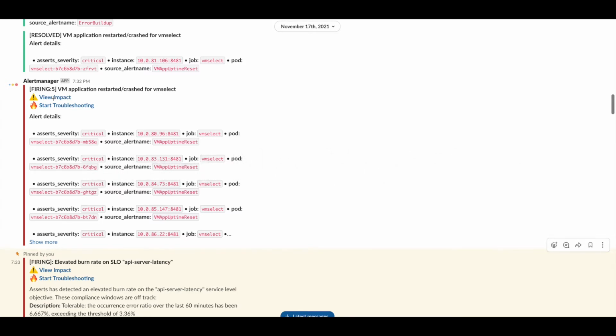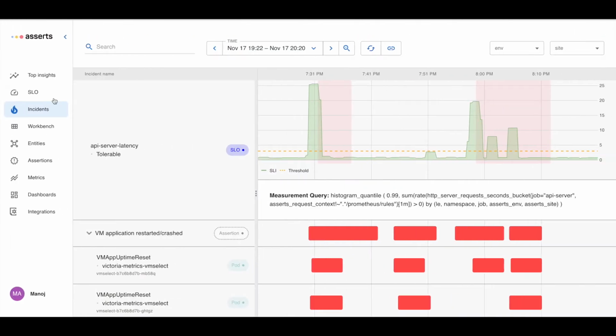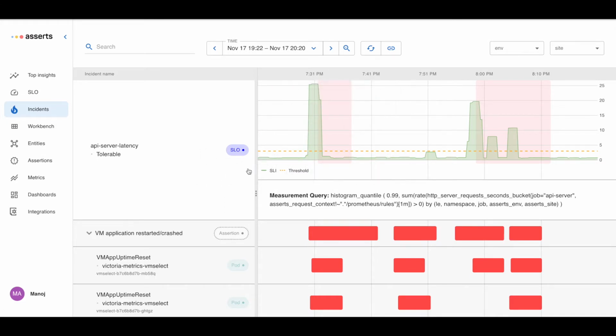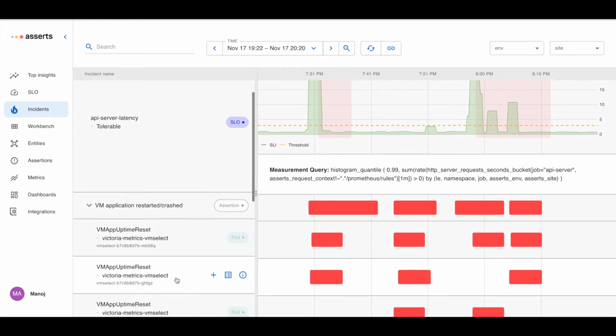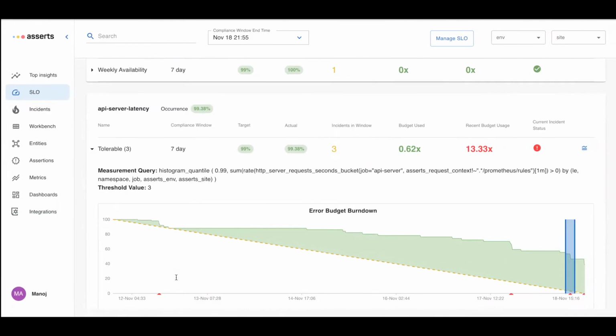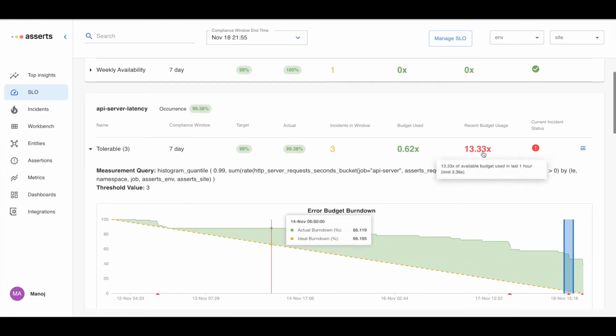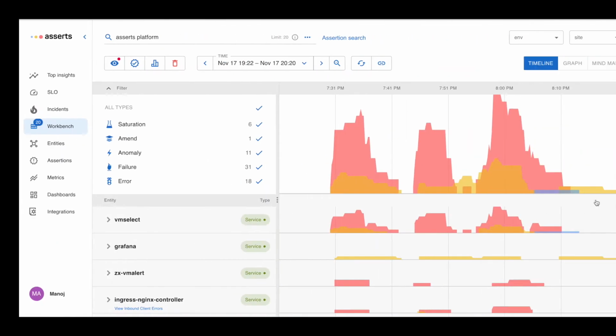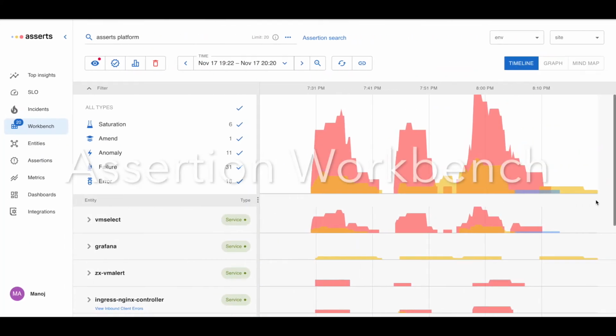By clicking on the View Impact link on the alert, we could view all the incidents at the time of the outage. Here, we could see the APS server latency spike coinciding with the query service health degradation. A quick look at our SLO dashboard confirmed the sharp drop in our error budget. We wanted to view the health of our platform. The View button on the SLO chart launched the Assertion Workbench.